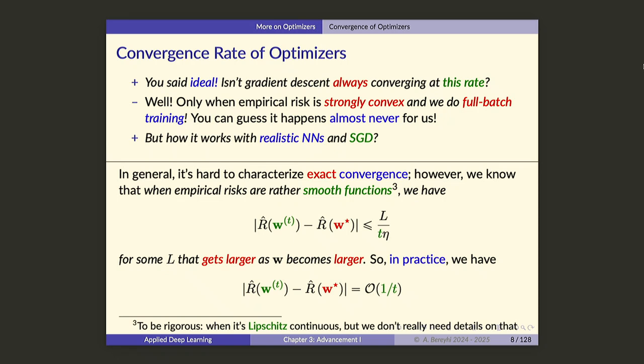What if L increases more than T? It cannot. I mean, L is a fixed number. Okay. Your function is L-Lipschitz. This means that its variation is going to be bounded by L. So L is the maximum number you can think of, like in the Lipschitz continuity.